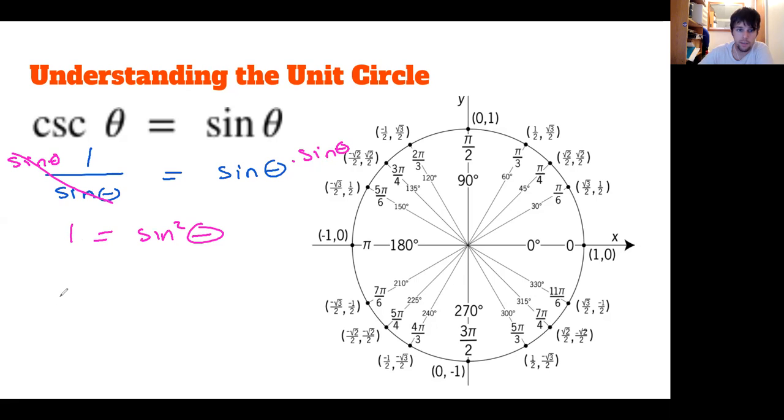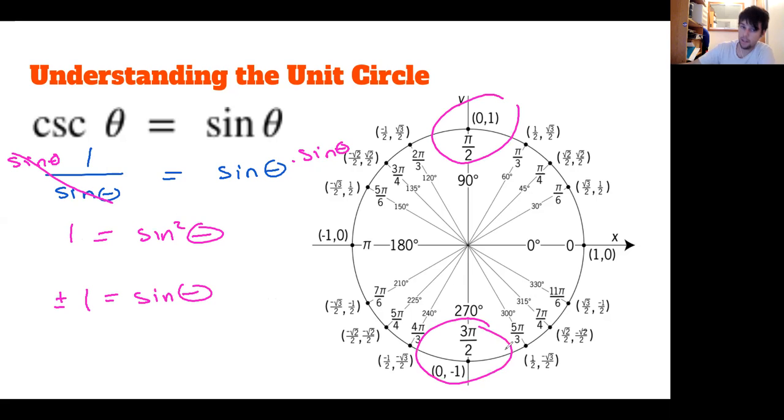Square root of both sides, we end up with plus or minus 1 equals sine theta. And where is sine positive 1 or negative 1? It's right here and right here. So actually, we didn't introduce any extraneous solutions. We found them just fine, pi over 2, 3 pi over 2. But we did need to check. We did need to make sure that those weren't extraneous solutions, but they weren't. Those were the only ones that existed for it anyway.